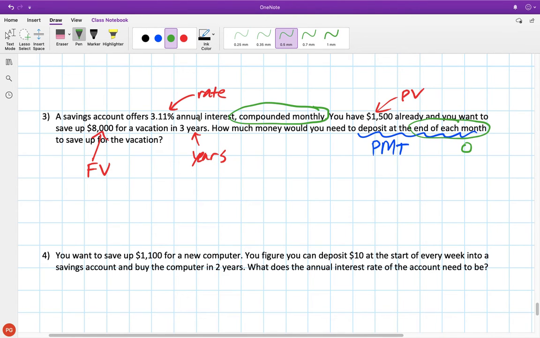So we've got our rate here. We're compounding it monthly. That's going to be important. So that's 12 times in a year. We've got our present value, our future value, how many years we're going to be saving up. And what we want to solve for is what our payments are going to be at the end of each month. If you remember, the end of the month means that we need a 0 when we do our calculation.